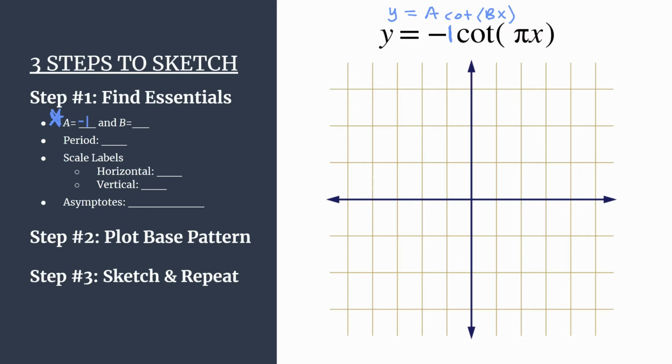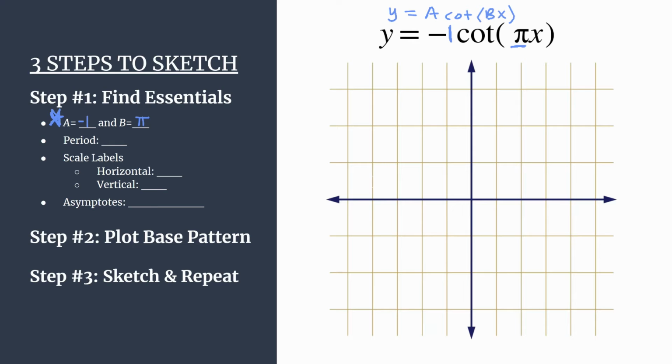We see b is the coefficient of x, so that's pi in this case. B tells us first how many cycles happen between 0 and pi. It's a little weird that this isn't an integer, but it's actually nothing that difficult. Just think of pi as 3.14. And so a little bit more than 3 cycles will happen for our particular graph between 0 and pi on the horizontal axis.